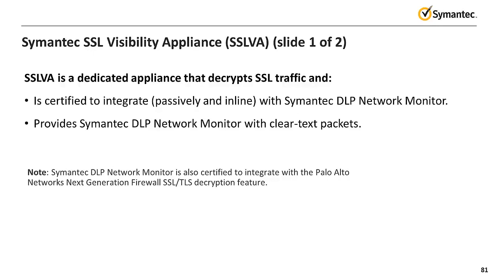Symantec DLP Network Monitor can receive and monitor the clear text packets from SSL visibility appliances for all protocols that Network Monitor currently supports, such as SMTP over TLS, FTPS, and HTTPS. The integration between Network Monitor and SSL visibility appliances is passive inline. The appliance serves as a bump-in-the-wire device between a user's managed enterprise computer and the website that the user is accessing. Symantec has certified Network Monitor for integration with the Symantec SSL Visibility Appliance, as well as with the Palo Alto Networks next-generation firewall SSL/TLS decryption feature, to enable monitoring of SSL traffic passing out of the corporate network.